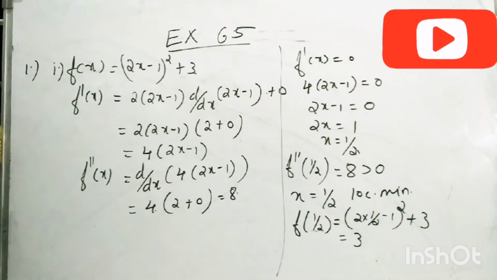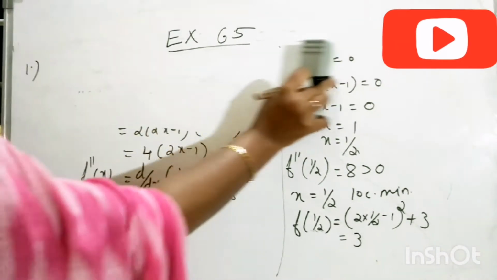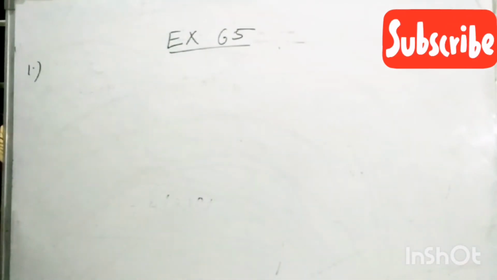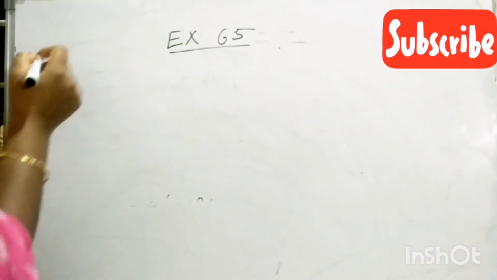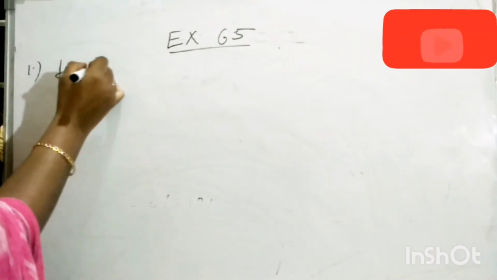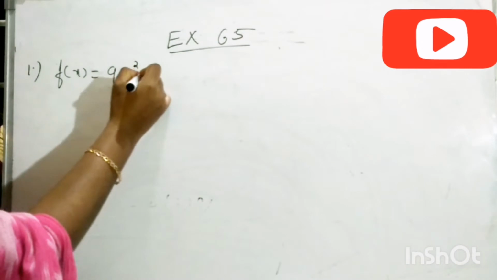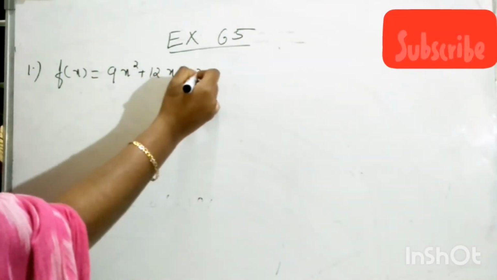Now the second sub question, f of x is equal to 9x square plus 12x plus 2.